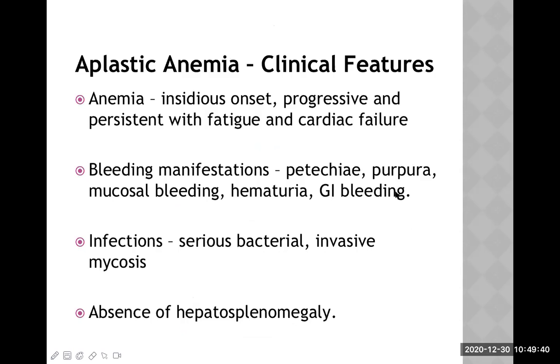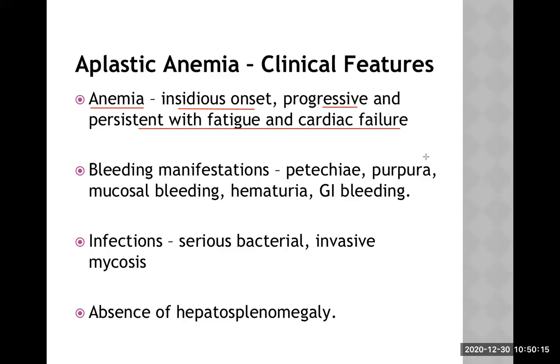Let's talk about clinical features of aplastic anemia, a very important part of this lecture. Everybody already understands the meaning of aplastic anemia. All three cell lines will go down. As a result, anemia occurs because of decreased RBC and decreased hemoglobin. This anemia is insidious in onset, not a rapid onset. It is progressive and persistent with fatigue, and there may even be cardiac failure in the patient.